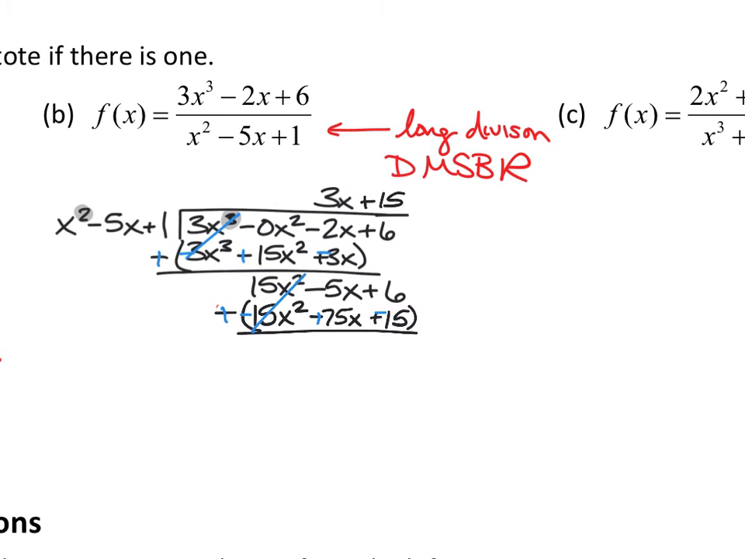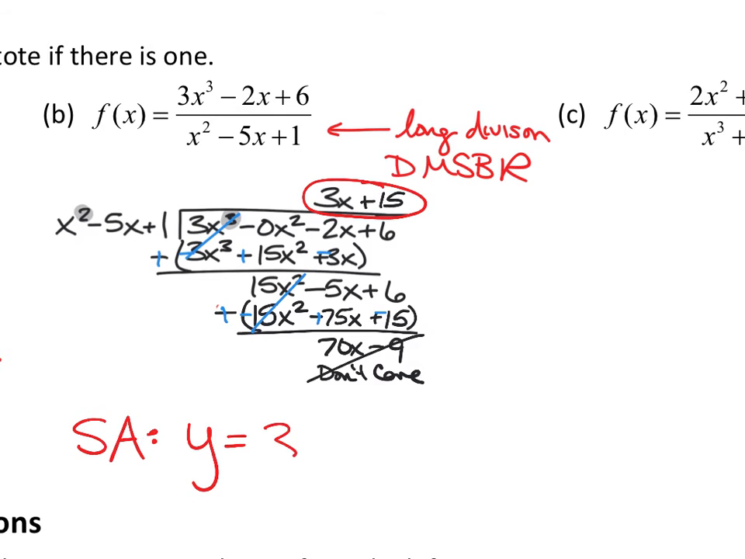First two should cancel. And really after this, we don't care. You're going to get 70x minus 9, but that would be my remainder. And again, we don't really care about the remainder. What we care about is the quotient that we got. That quotient is going to become my slant asymptote: y equals 3x plus 15.